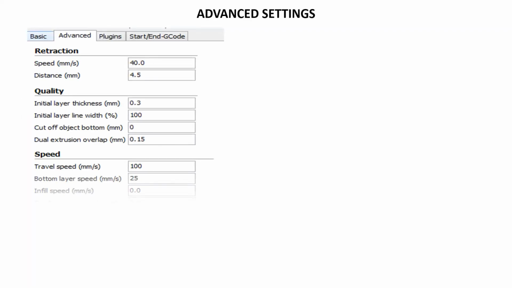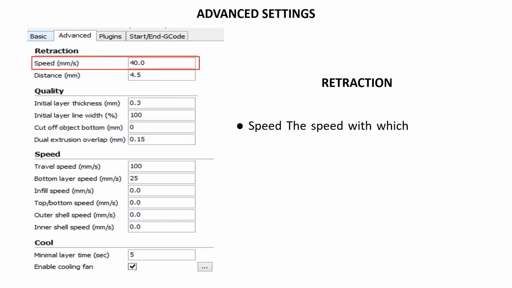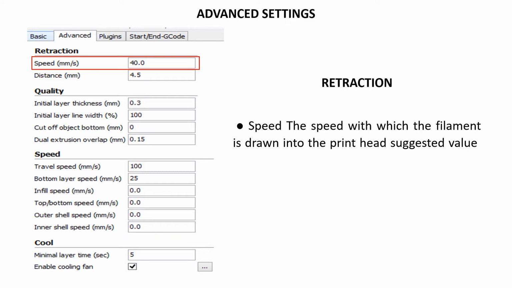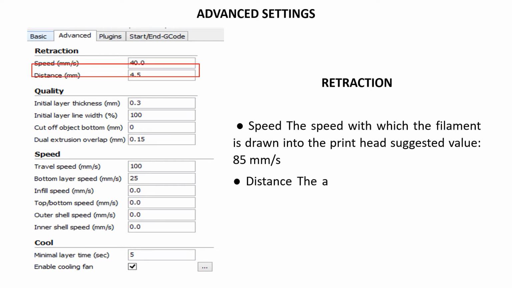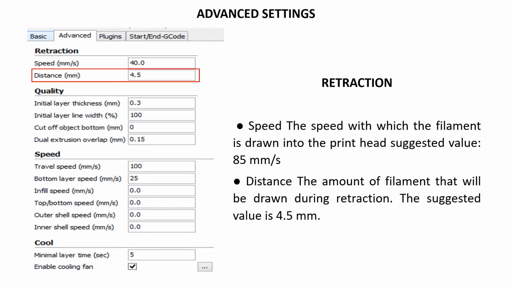Advanced settings. Retraction. Speed. The speed with which the filament is drawn into the print head. The suggested value is 85 mm per second. Distance. The amount of filament that will be drawn during retraction. The suggested value is 4.5 mm.